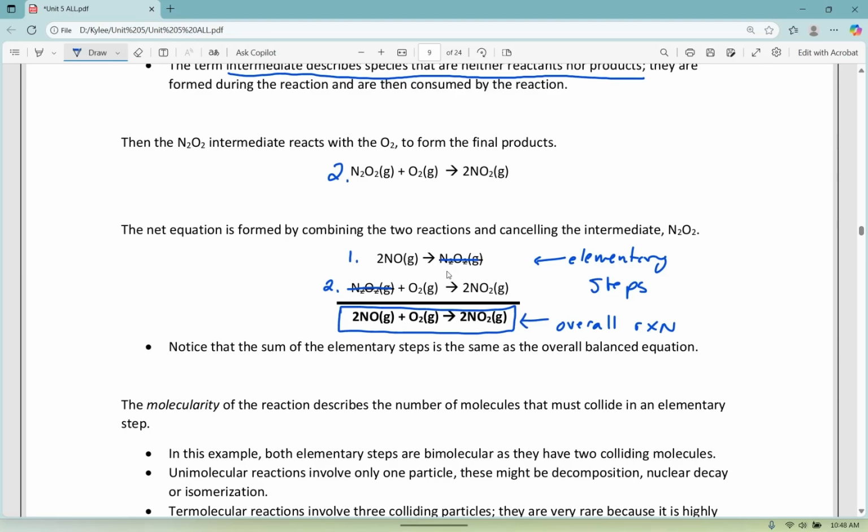Now, how did we know that this process happened? Well, we did lots of studies. We paused the reaction at different points in time and analyzed what was in the mixture. And we saw that this N2O2 appears and then disappears again. And so this is done over lots of lab experiments to figure out what is going on in this mechanism. How are the steps working to add up to what we eventually see?